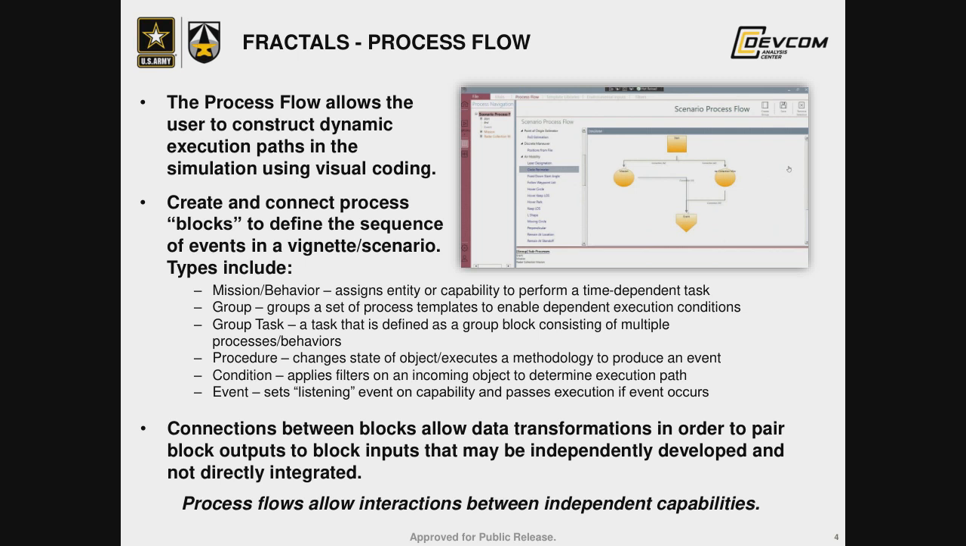But you create and connect these process blocks through these kinds of trees to develop how your scenario is going to play out. And those blocks can be something very simple, such as just some condition of randomly choosing a path, or it can be a very complex mission, describing everything that, say, a radar is going to do as it searches and detects targets.